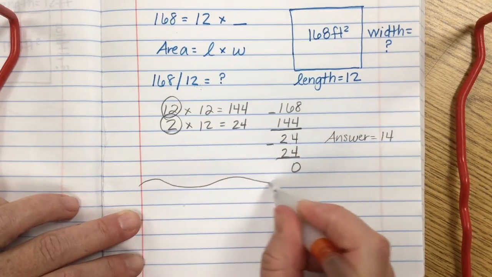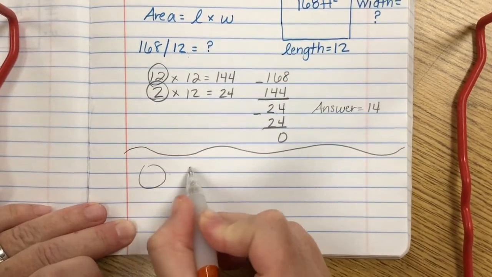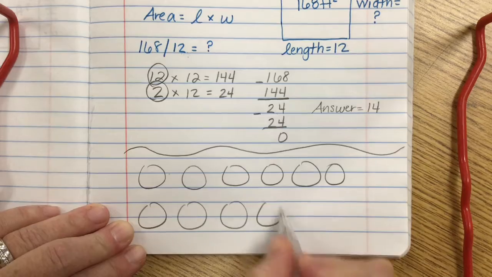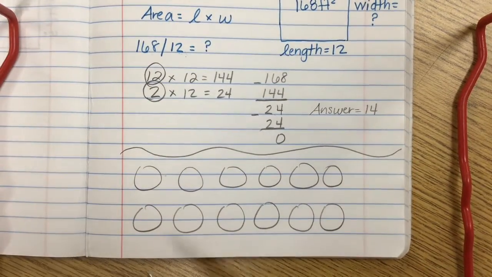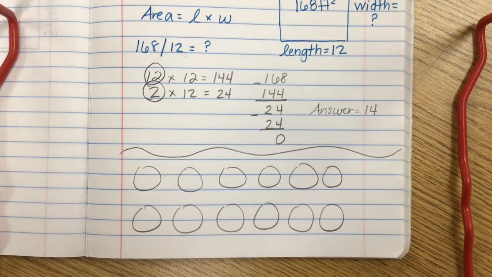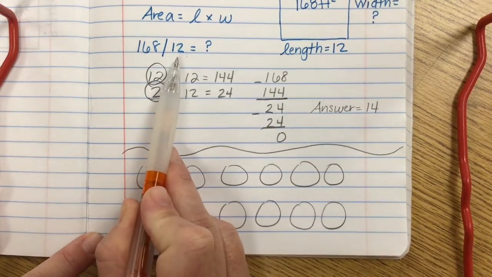Now, another strategy that I saw used was where people were going and drawing 1, 2, 3, 4, 5, 6, 7, 8, 9, 10, 11, and 12 circles. Now, this is absolutely a fine strategy to use. However, what we want to start to do as we are getting older and doing more difficult math is finding strategies that are going to be a little bit easier for me to figure out. Because if I had 952 divided by 87, I don't want to draw 87 circles and then try to divide that number up. But back to our original problem, which once again is 168 divided by 12.